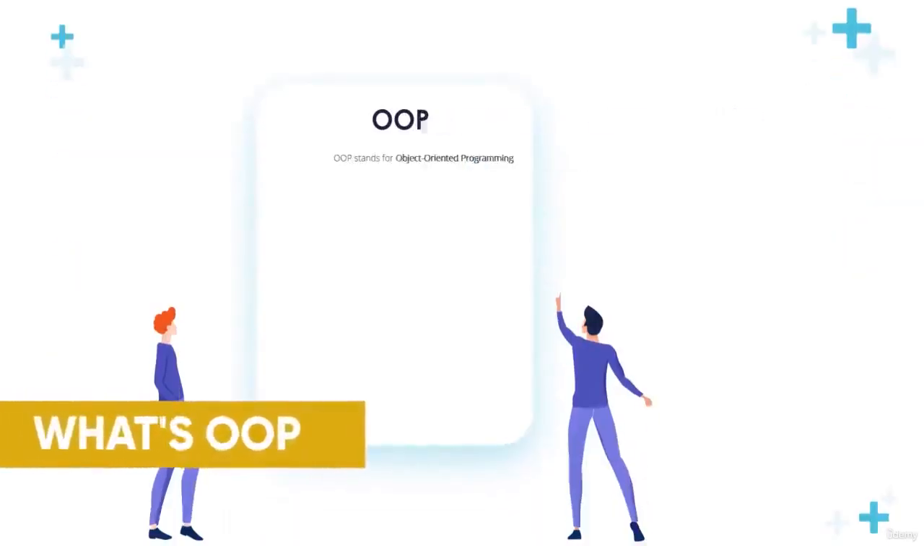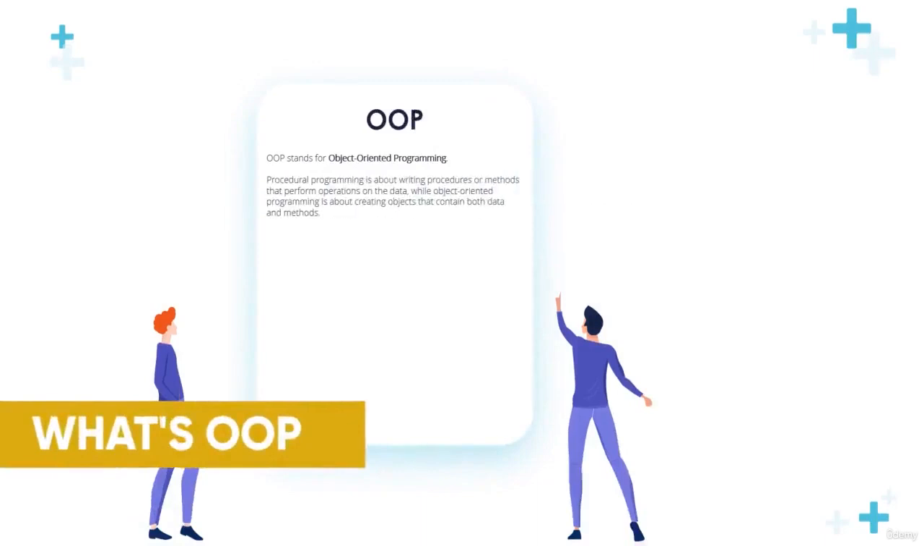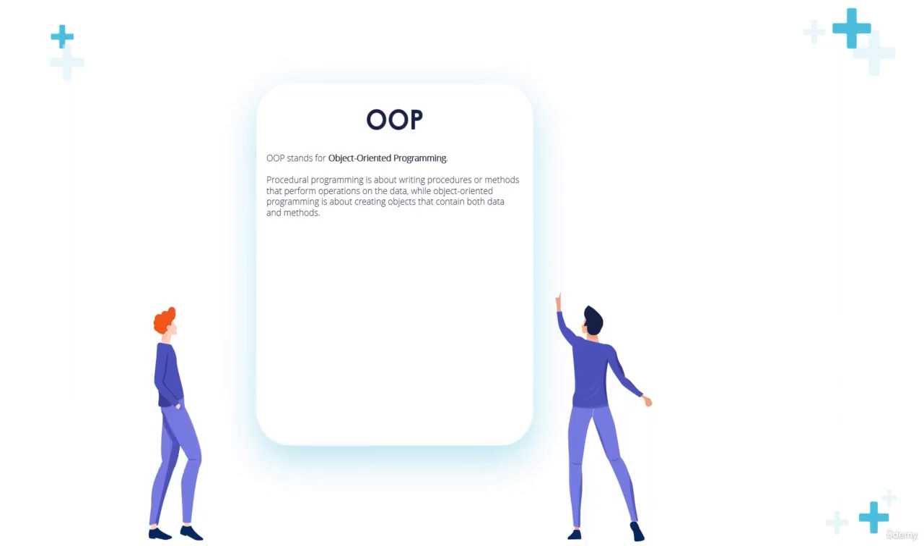Hello, my friends. Now let's move to OOP. OOP stands for Object-Oriented Programming. Procedural programming is about writing procedures or methods that perform operations on the data, while object-oriented programming is about creating objects that contain both data and methods.